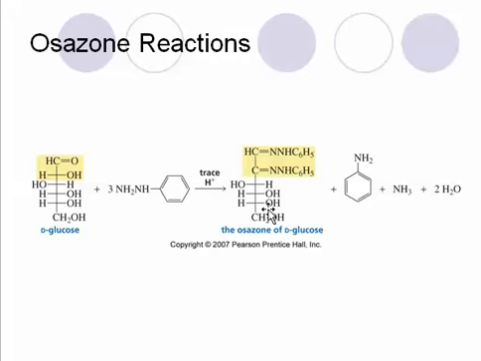This is a crystal. The crystal will fall out of solution. We can gather the osazone and then we can do testing on the osazones if we wish. But this is the best way to get crystals from a sugar solution.